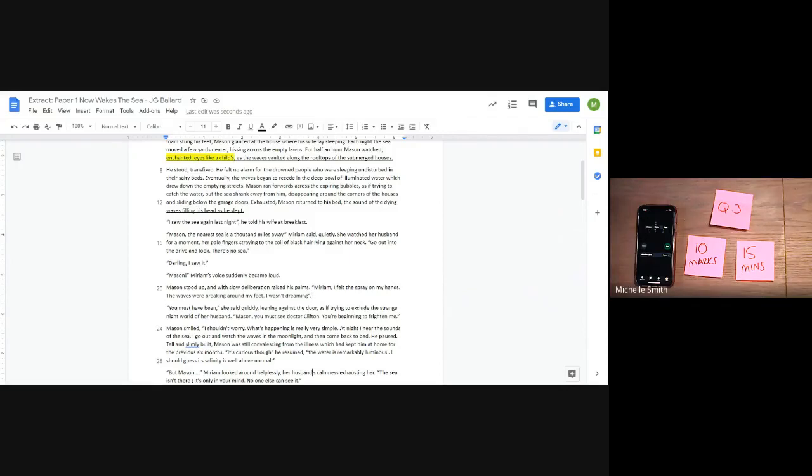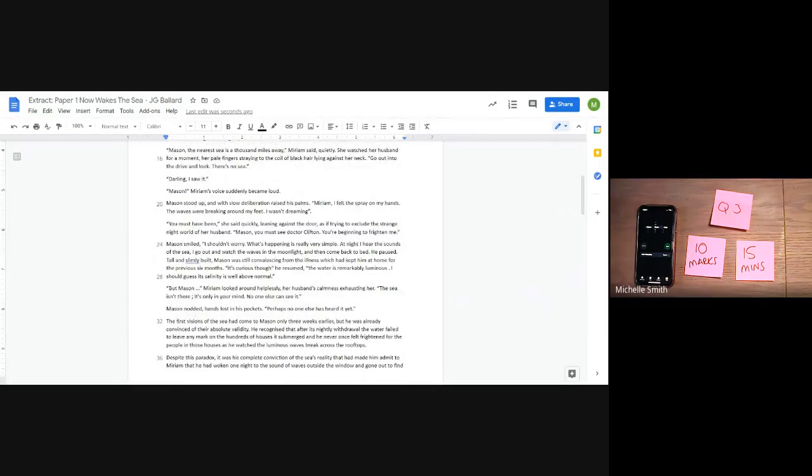I wasn't dreaming." "You must have been," she said quickly, leaning against the door, as if trying to exclude the strange night world of her husband. "Mason, you must see Dr. Clifton. You're beginning to frighten me." Mason smiled. "I shouldn't worry. What's happening is really very simple. At night, I hear the sounds of the sea. I go out and watch the waves in the moonlight, and then come back to bed."